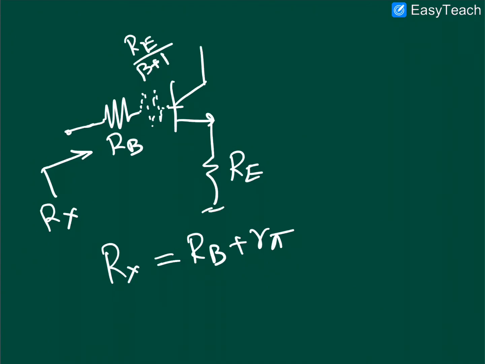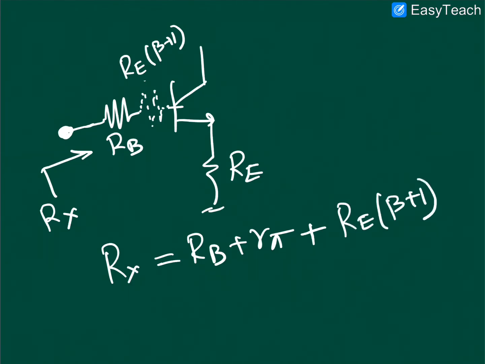If you just replace this BJT with a small signal T model or pi model and apply an external voltage source at this base terminal, you will get that this Rx will be Rb plus r pi plus Re. I'm sorry, this will be Re into (beta plus 1). Sorry, Re into (beta plus 1), right? This is the effective resistance at the input side, at the base terminal, this input terminal, right?